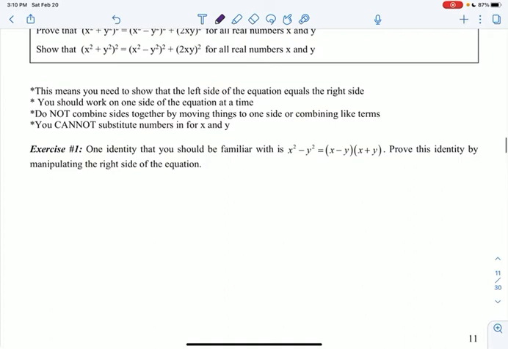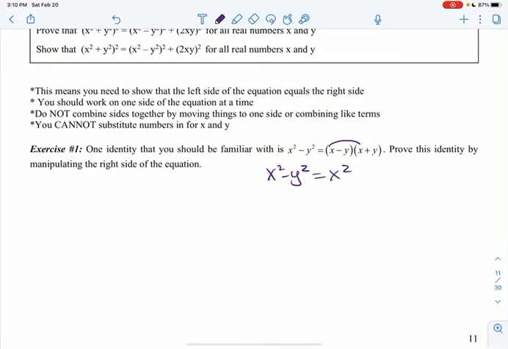So one identity that you're probably already familiar with is exercise 1. X squared minus y squared equals x minus y times x plus y. And this is exactly like the do now, but the do now had some numbers in it, and this one does not.